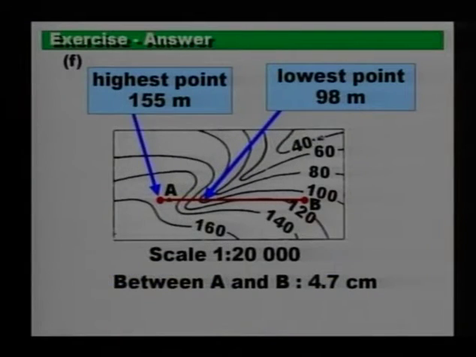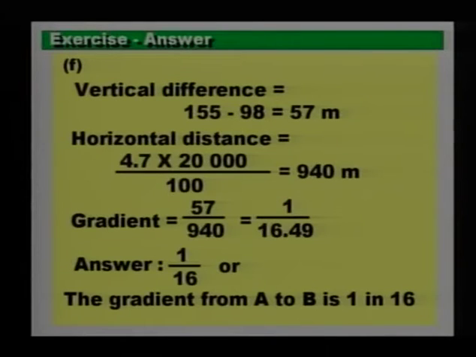The distance from A to B is 4.7 centimeters. The vertical difference is taken by simply finding the highest point and the lowest point, subtracting the lowest from the highest. 57 meters is our vertical difference for exercise F. Horizontal distance is 4.7 centimeters multiplied by 20,000 because the scale is 1:20,000, divided by 100 so that we can convert our answer into meters, and we get 940 meters. The gradient, therefore, is 57, the vertical difference, over 940, the horizontal distance.